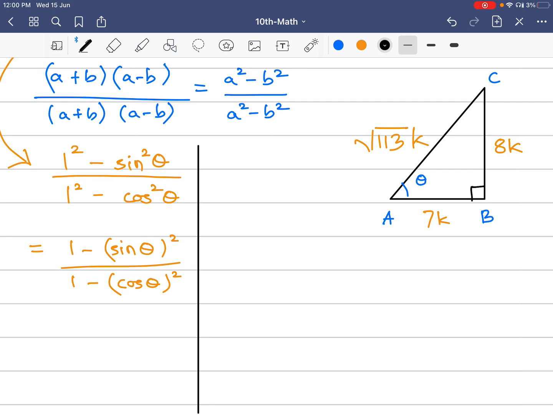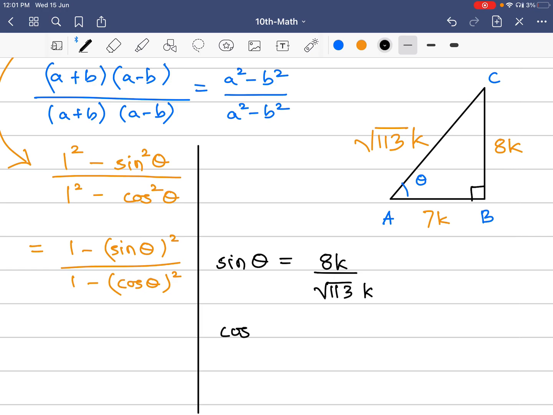Okay, so how are we going to find sine theta? Sine theta is nothing but, so this is our angle of focus, theta, opposite side divided by hypotenuse. So opposite side is 8k divided by hypotenuse, which is under root of 113k. So this becomes our sine theta.